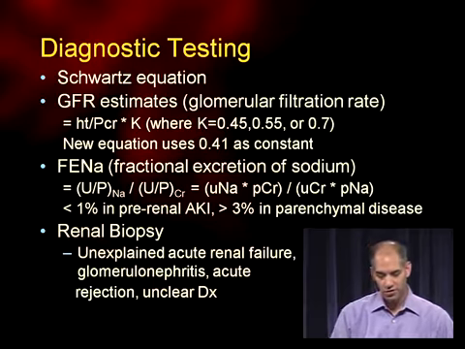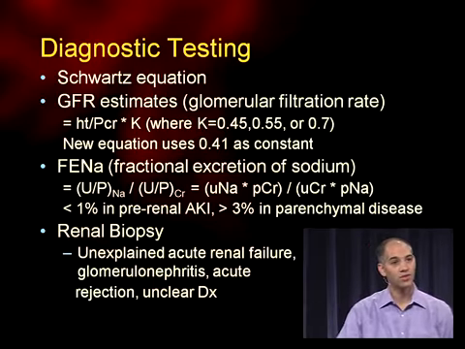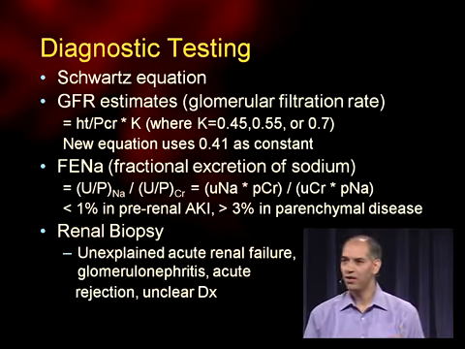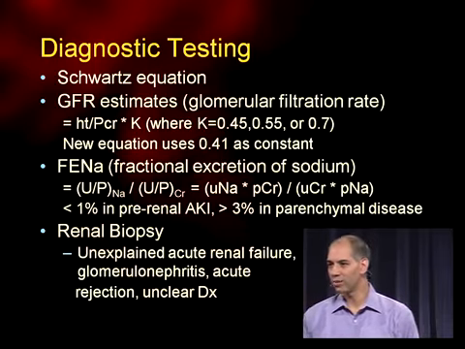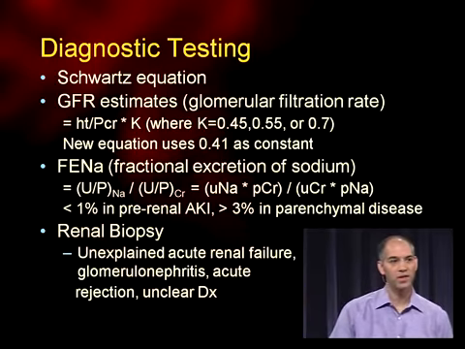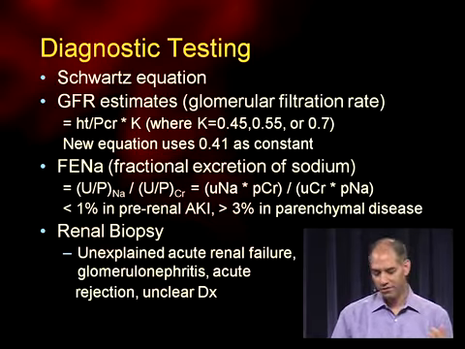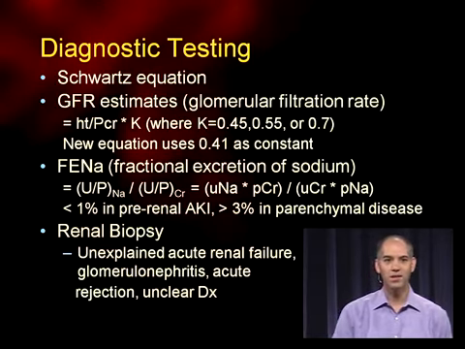Other diagnostic tests that you're required to know for your board exam: the Schwartz equation, how to estimate the glomerular filtration rate, the fractional excretion of sodium, and some of the indications for when a renal biopsy is indicated: unexplained acute renal failure, unexplained glomerulonephritis, acute rejection in a transplant patient, or any time that the diagnosis is unclear, you can do a biopsy.